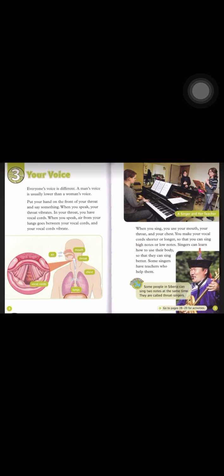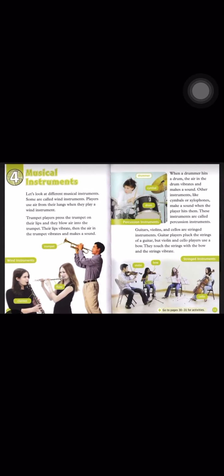When you sing, you use your mouth, your throat, and your chest. You make your vocal cords shorter or longer so that you can sing high notes or low notes. Singers can learn how to use their body so that they can sing better. Some singers have teachers who help them. Discover. Some people in Siberia can sing two notes at the same time. They are called throat singers.